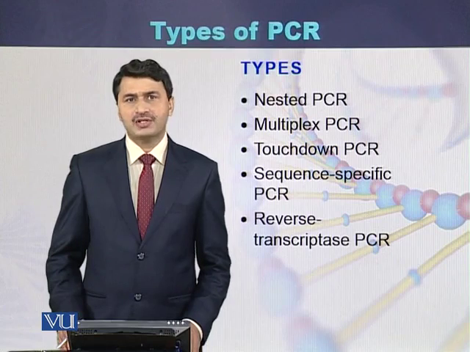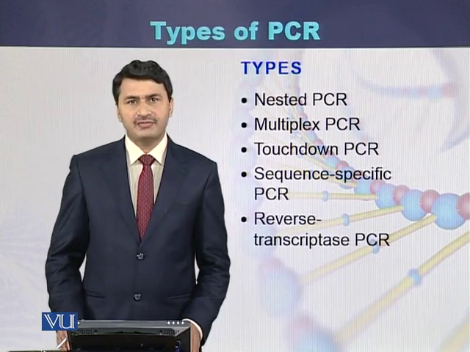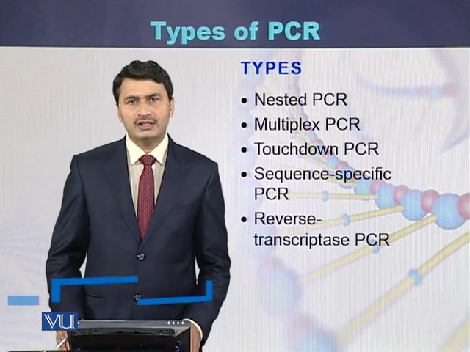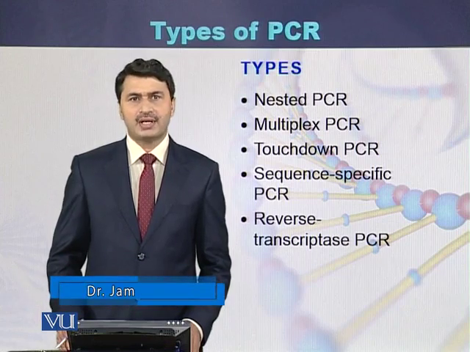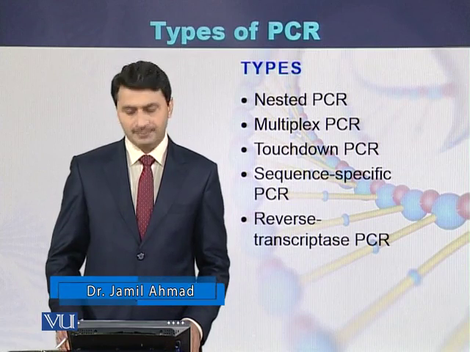The first pair of primers amplifies the larger fragment, while the second pair of primers amplifies the shorter fragment, which is actually within the larger fragment. So such a PCR is called nested PCR.